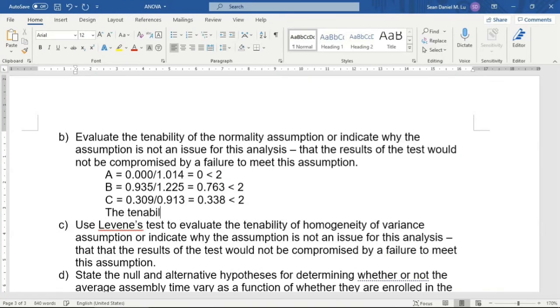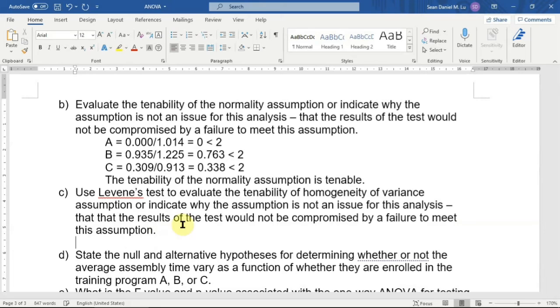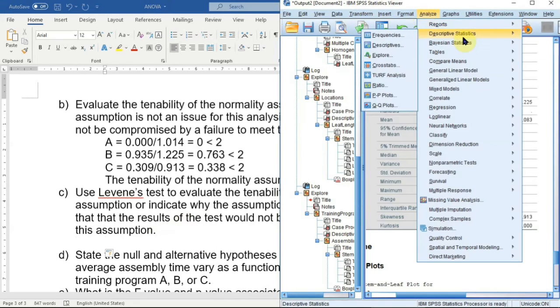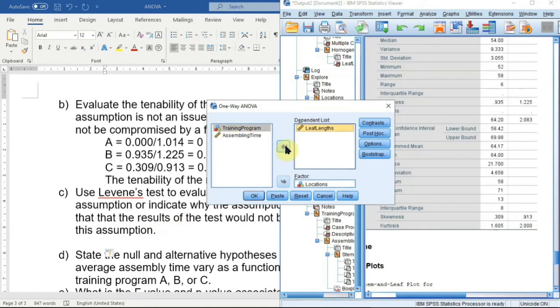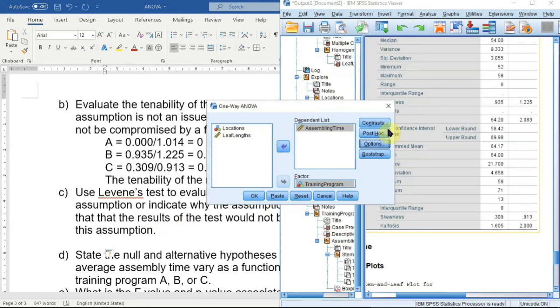The tenability of the normality assumption is tenable. Use the Levene's test. Let's use it. Go to Analyze, Compare Means, One-Way ANOVA. Factor is the training program, assembling time is the dependent list, Options, Homogeneity of Variance test, Post-Hoc Test.